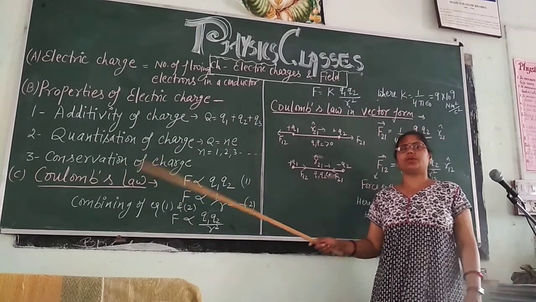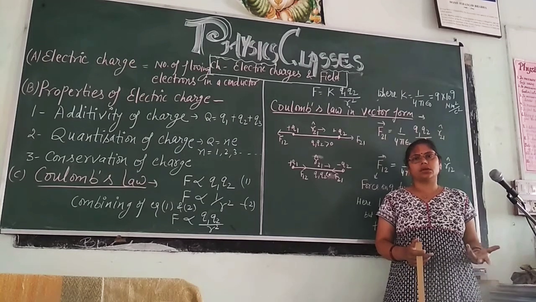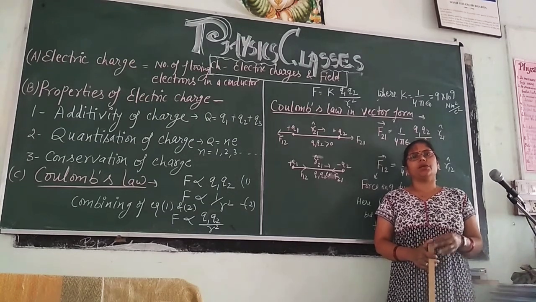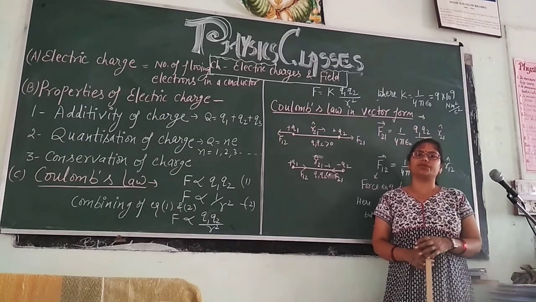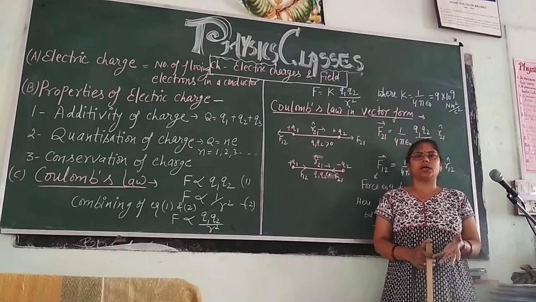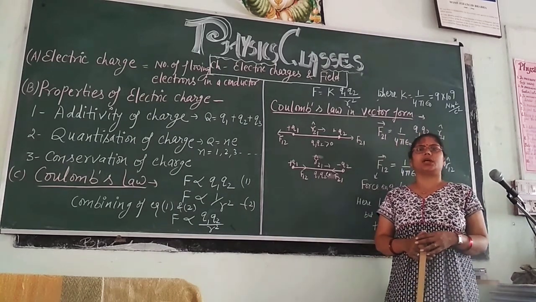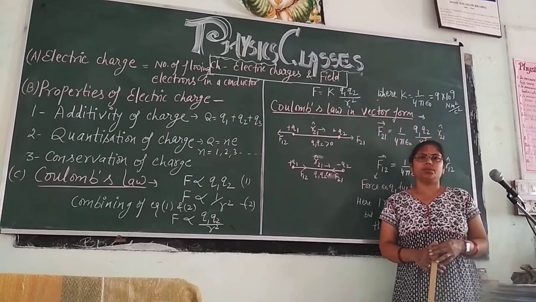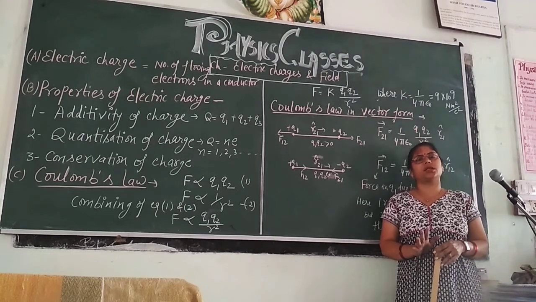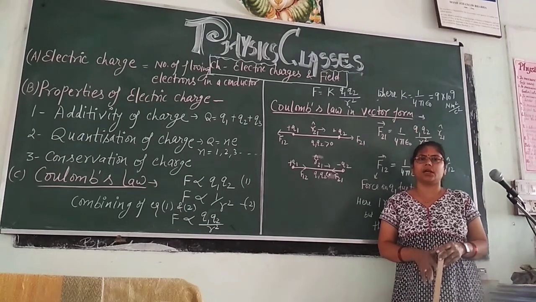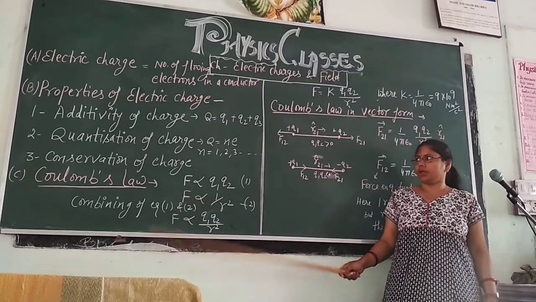The third one is conservation of charge. It means we can neither create charge nor destroy charge. If the total charge is 1 coulomb on any substance, then the total charge always remains 1 coulomb. It is always constant. We can only transfer charge from one body to another body. The total charge on the two bodies is always the same. These are the properties of electric charge.